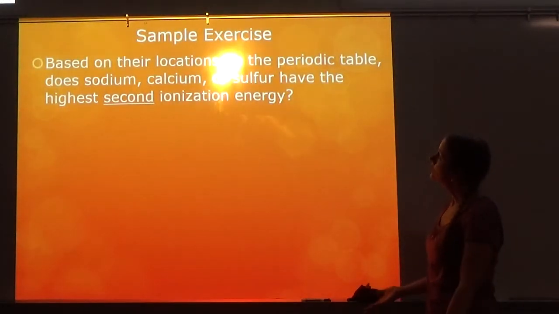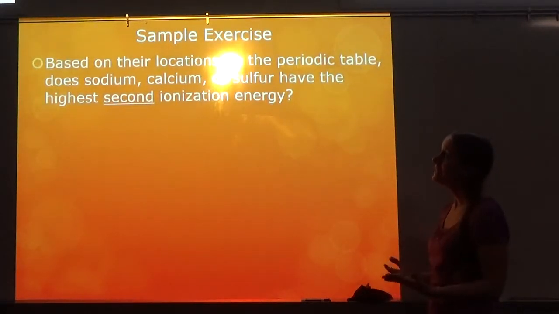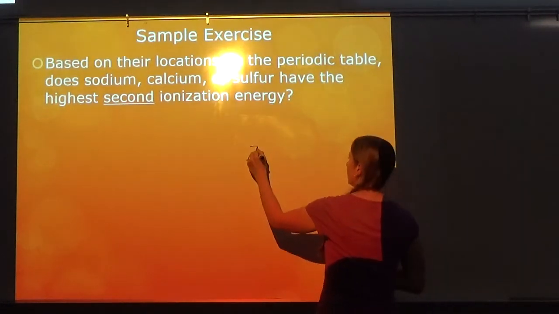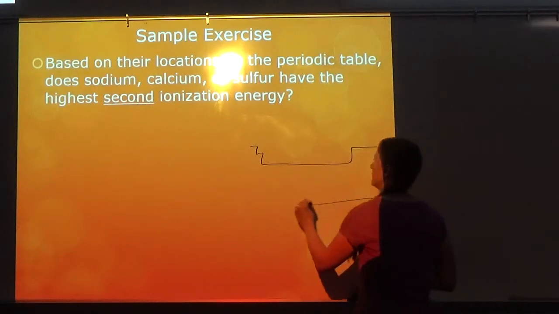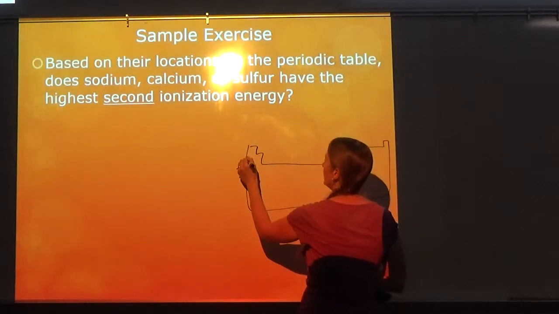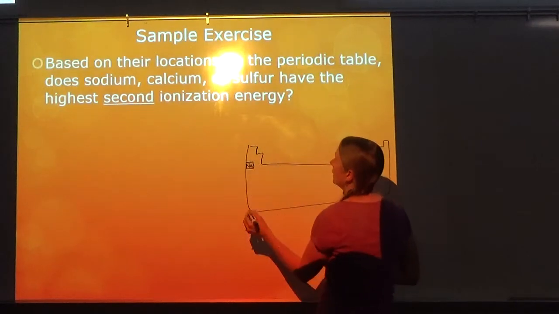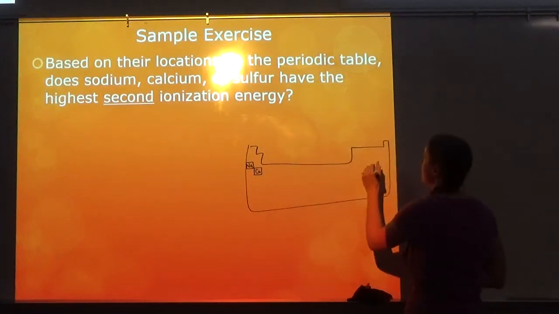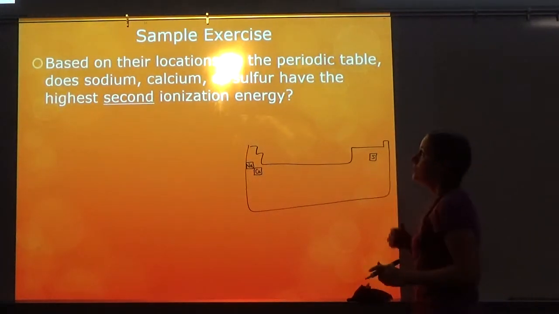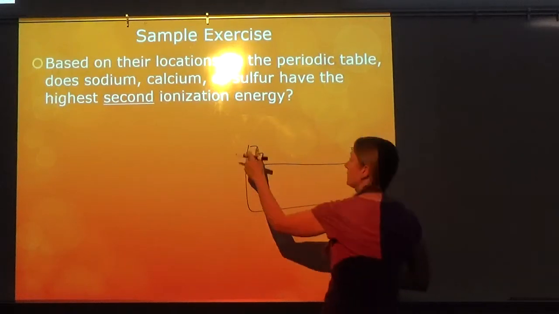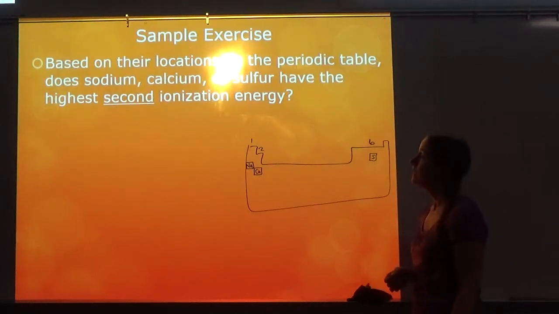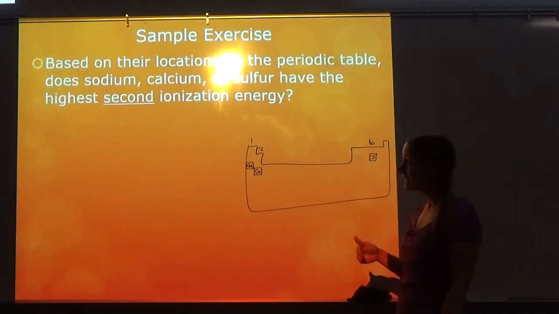Alright, it says, based on their locations on the periodic table, does sodium, calcium, or sulfur have the highest second ionization energy? Let's look at where they are real quick, in case you don't have a periodic table. Over here we have sodium, about right here. Calcium is right under sodium but over 1, and sulfur is over here. Really it's based on valence electrons. Sodium has 1 valence electron, calcium has 2, and sulfur has 6. So who would have the highest second ionization energy?